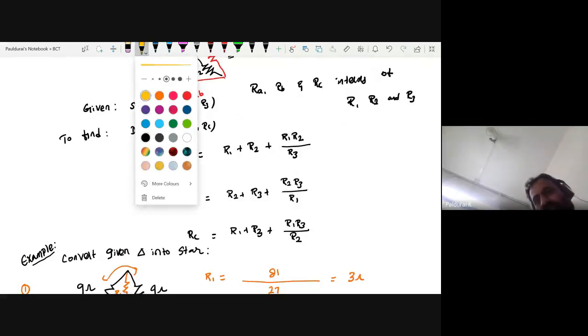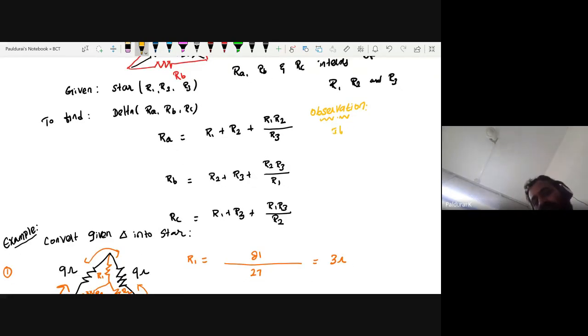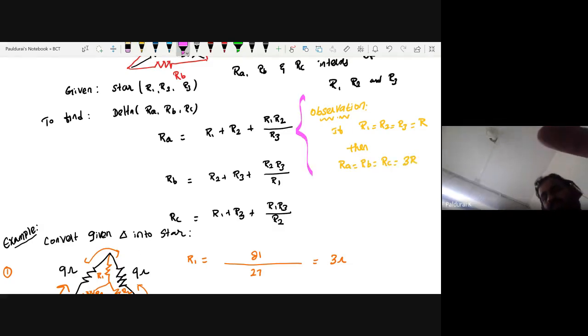Now take the observation. So what's the observation? If R1 equal to R2 equal to R3 equal to some equal resistance R, nothing but a balanced star, then RA equal to RB equal to RC equal to 3 times R. Take this.